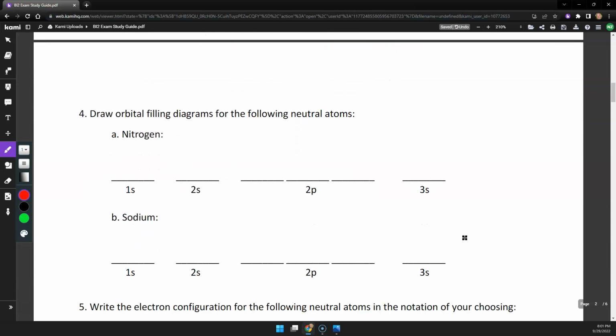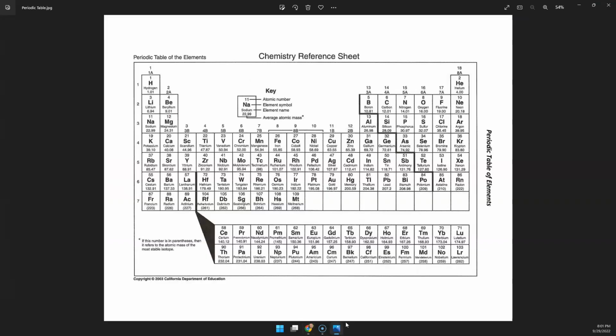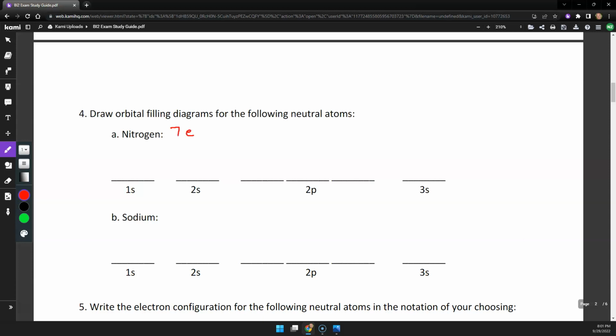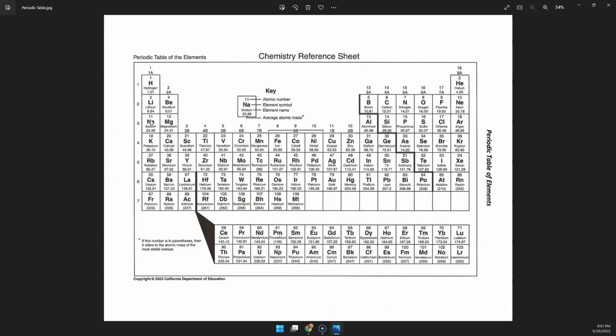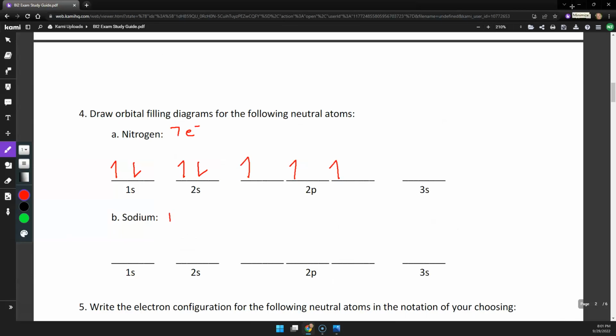Okay, draw an orbital filling diagram for nitrogen. Okay, so nitrogen, if we look at our periodic table, nitrogen is number 7. So it has 7 electrons. Okay, we're going to fill these in order. 1, 2, 3, 4, 5, 6, 7. Done. Okay, sodium is next. Sodium is Na. It's number 11 on the periodic table. 1, 2, 3, 4, 5, 6, 7, 8, 9, 10, 11.